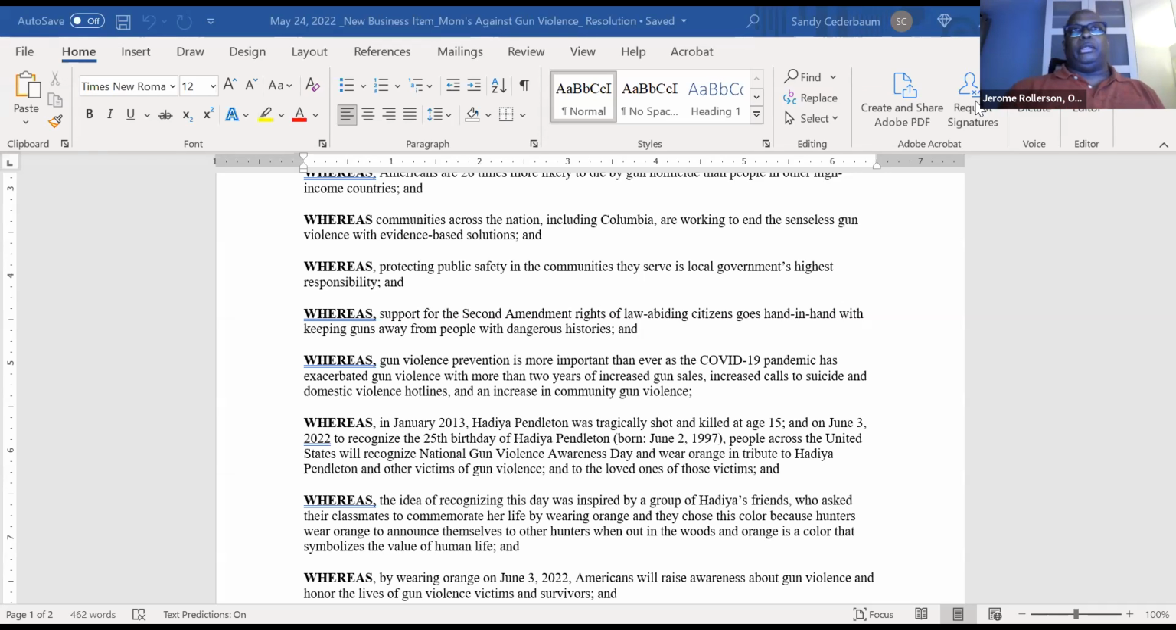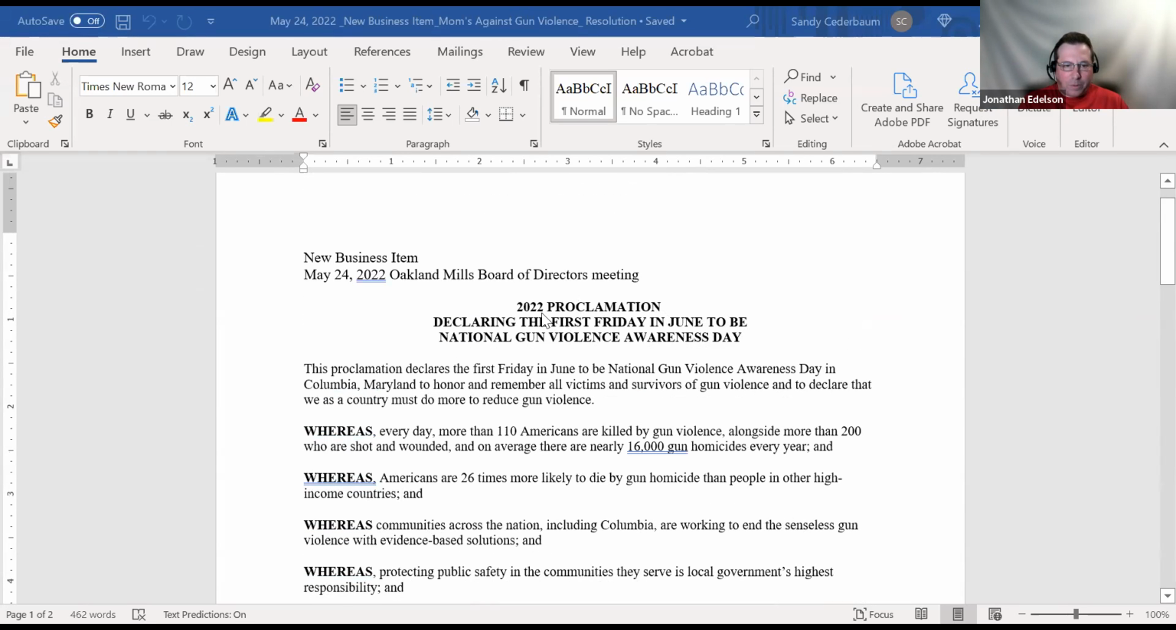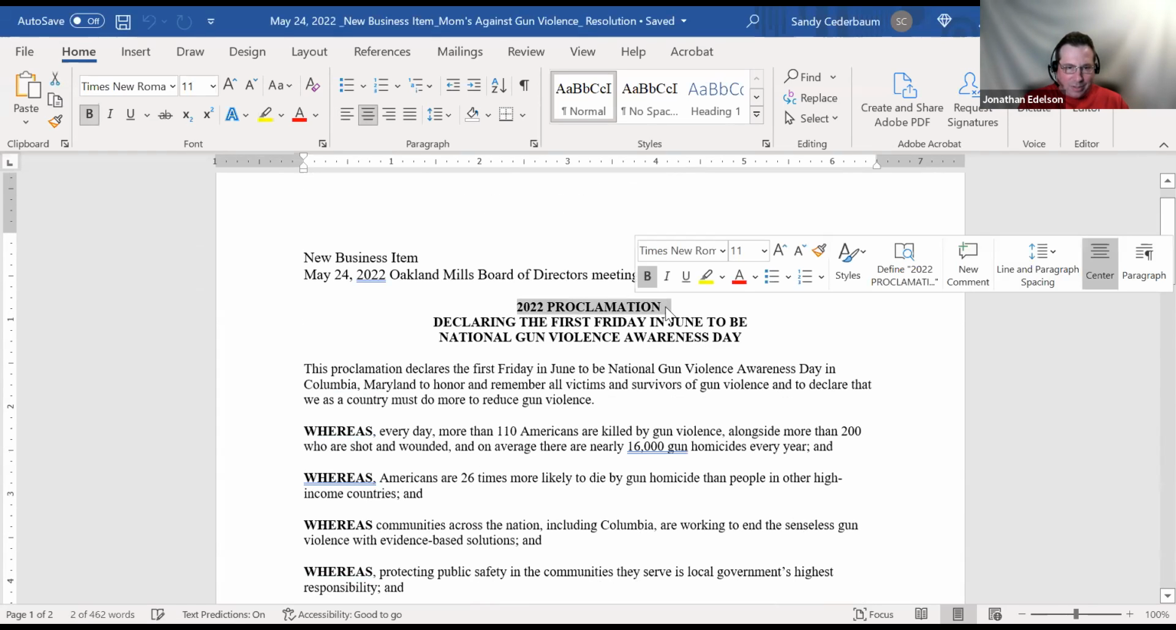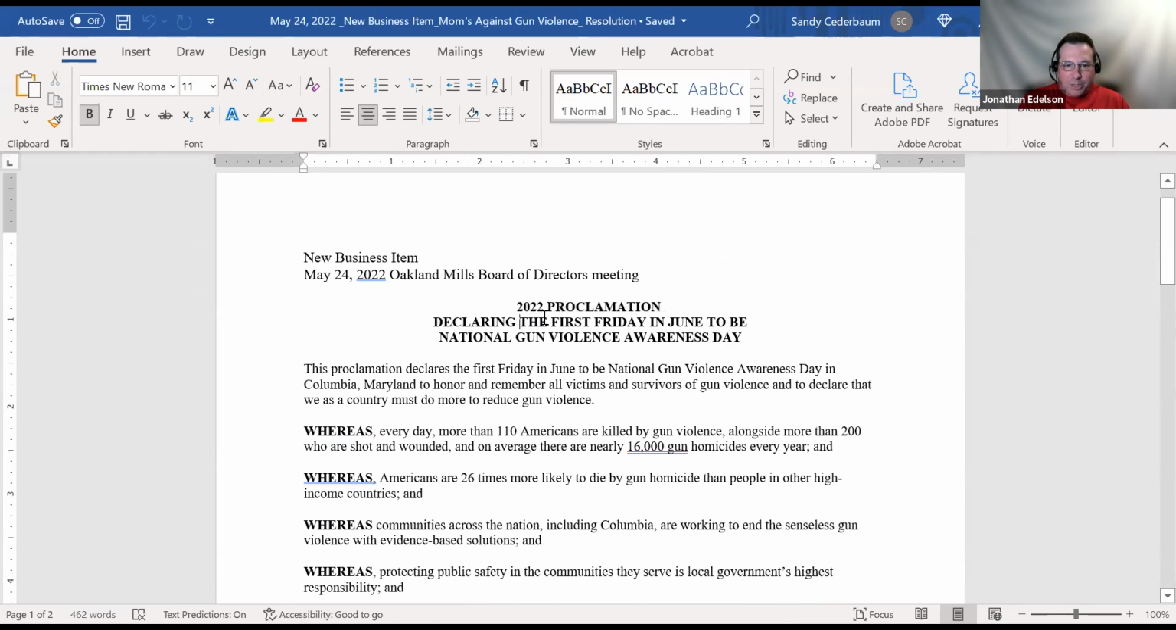So is this where we amend the wording that we talked about a few minutes ago? Yeah, so for example, Sandy, if you scroll up to the beginning, I would like to propose that we retitle this 2022 proclamation declaring that Oakland Mills Village recognizes the first Friday in June to be National Gun Violence Awareness Day. Is there other discussion?